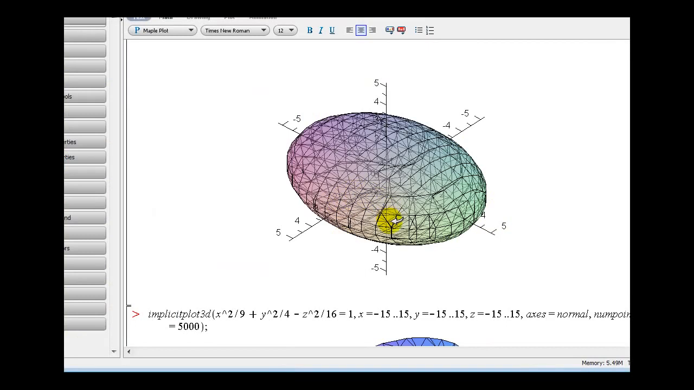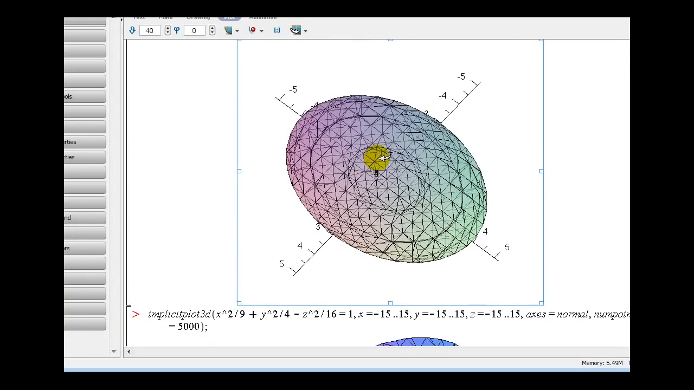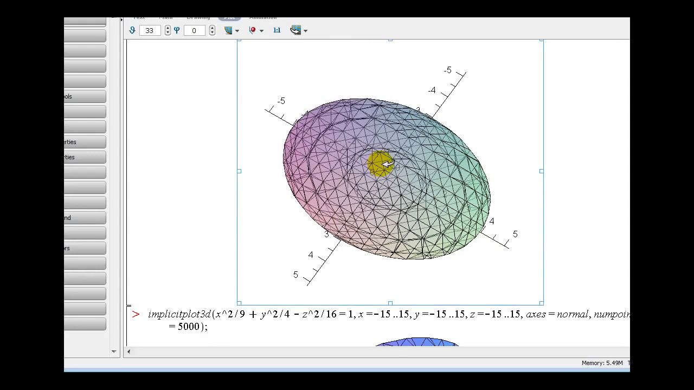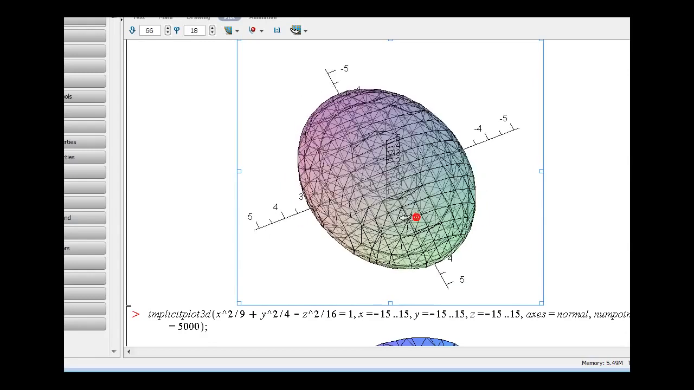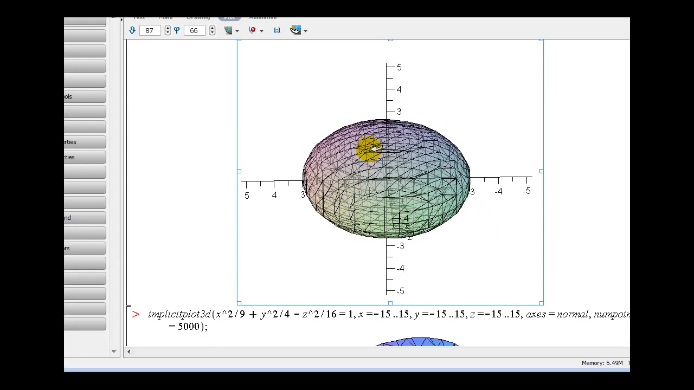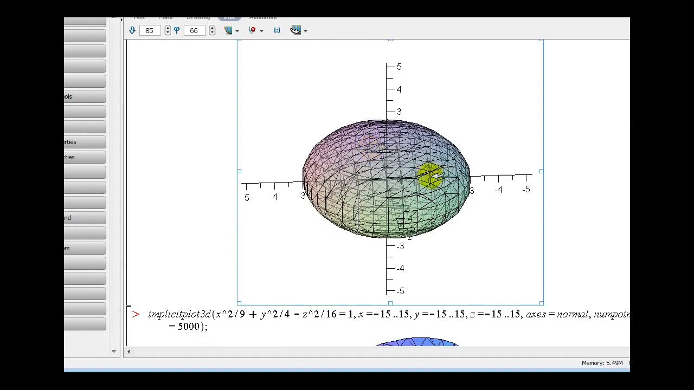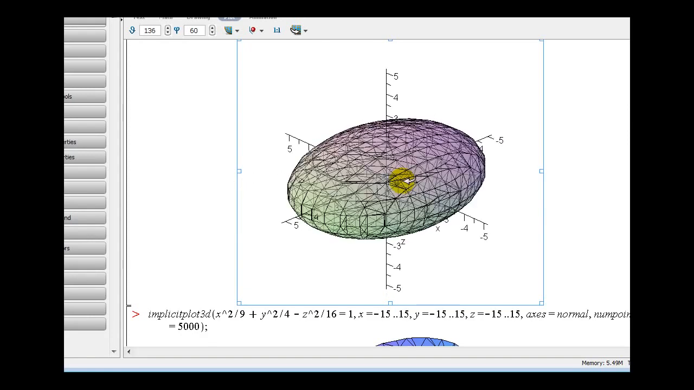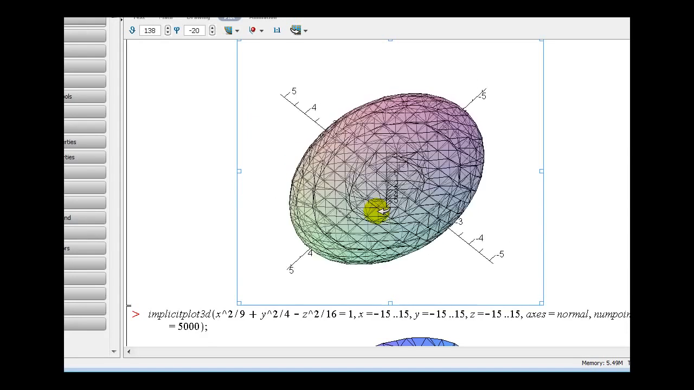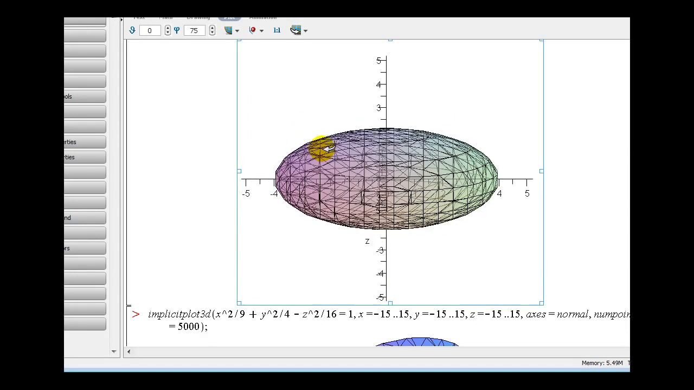Here it is again. If we take a look at it looking down on the xy plane, as we see here, we see the shape is an ellipse. If we take a look at it from the xz direction, it's also an ellipse. If we take a look at it from the yz direction, again, it's also an ellipse. So this is what we're talking about when we refer to the different traces of the quadric surface. This is the ellipsoid.